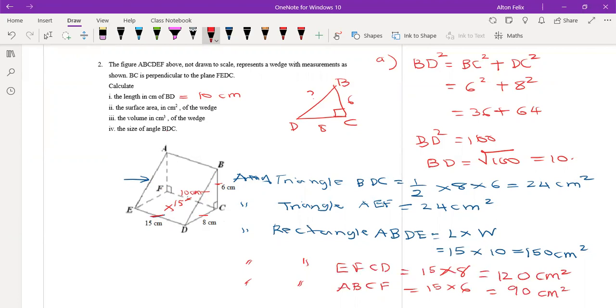So now that we have the area of all the different shapes that form this wedge, we will be in a position to find the sum of those different areas, and that will give us the surface area of the wedge. So we just need to be careful in terms of our addition. So the area of this wedge will be 24 plus 24 plus 150 plus 120 plus 90. Let's add that.